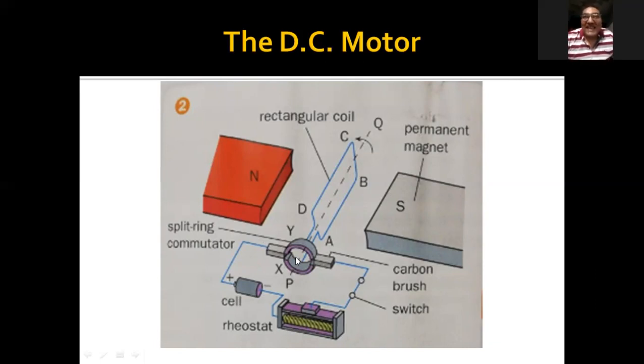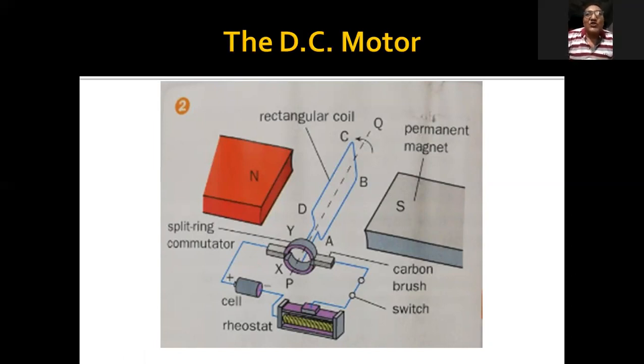These gaps between the rings are now in front of the carbon brushes. So due to the gaps, what happens? Now there is no electricity because the gaps are in front of the carbon brushes, so no electricity can enter this coil. So in the vertical position, there is no electricity in this coil.